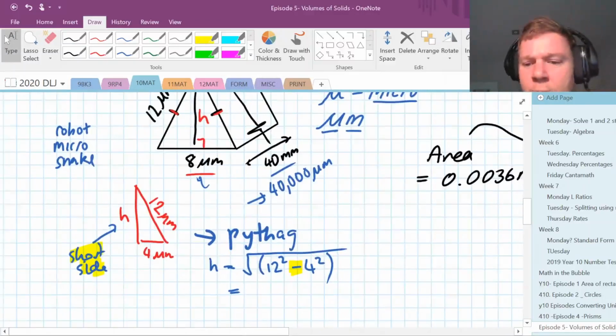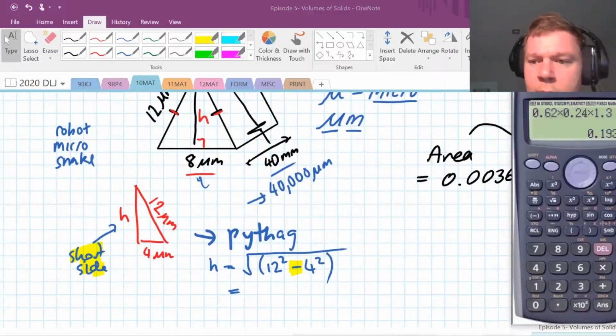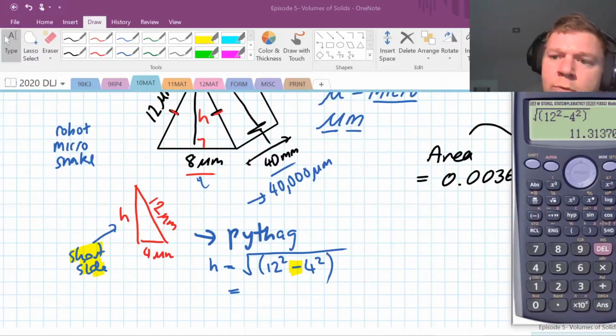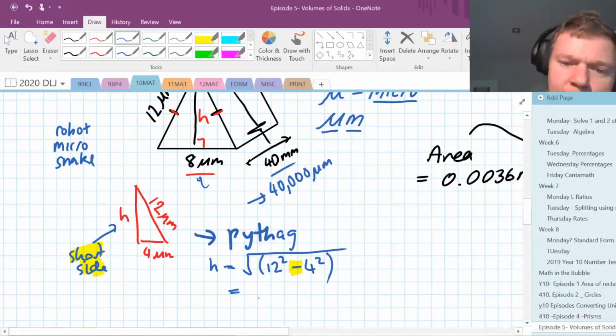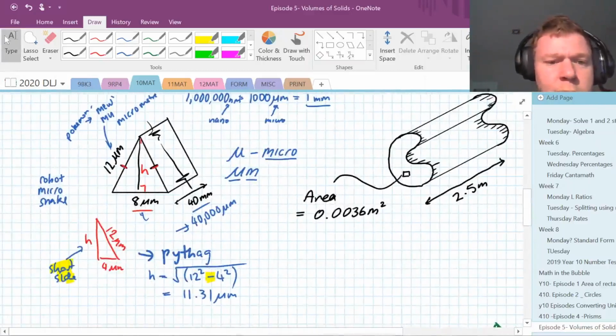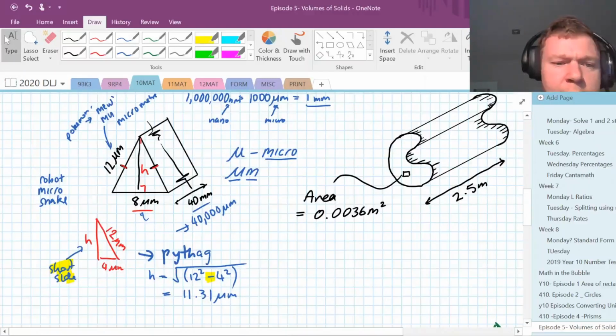Anyway, back to here. Let's do that on the calculator. Square root of 12 squared minus 4 squared, close bracket, equals 11.31 micrometers. All right. This is getting very busy. So all of that was to work out the height.